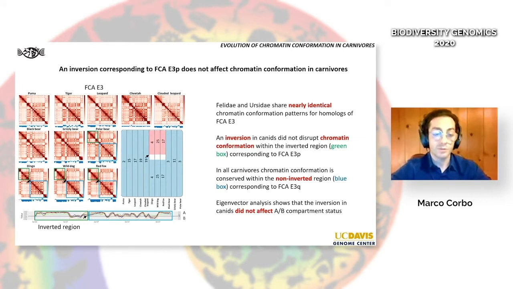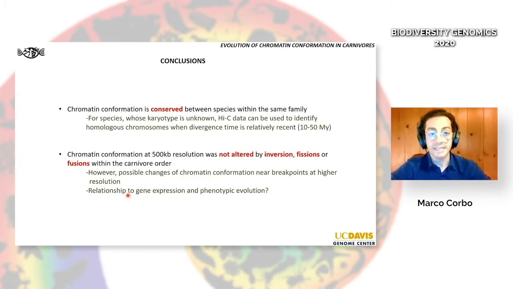So we moved to the eigenvector analysis to assess whether this inversion could affect the status of the A or B compartment. But after overlaying every single species, here highlighted by lines of different colors, onto the cat genome, we could observe that there was no switch between A or B in the inverted region in the canids. So we could say, in conclusion, that chromatin conformation is conserved between species within the same family.